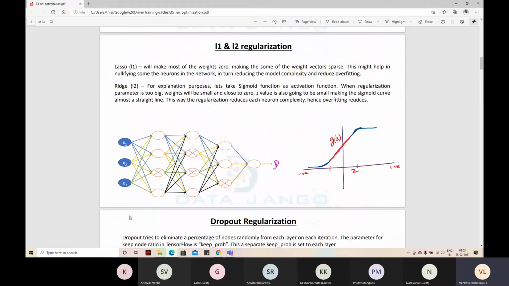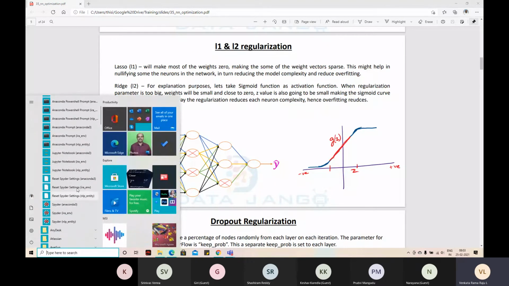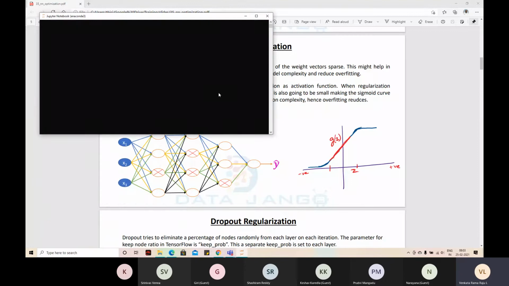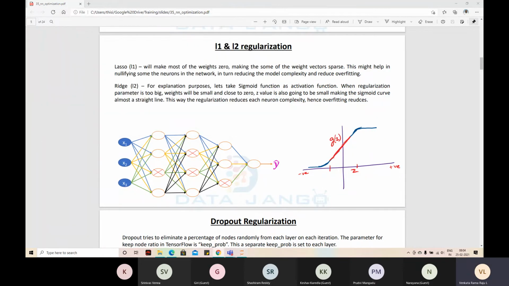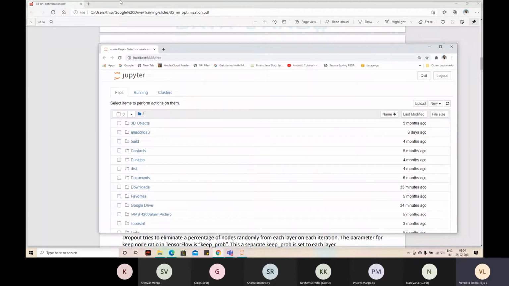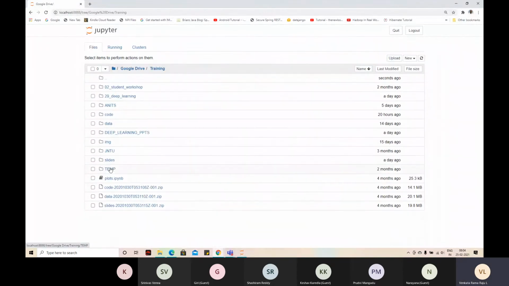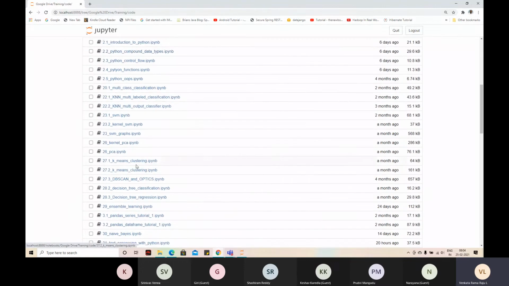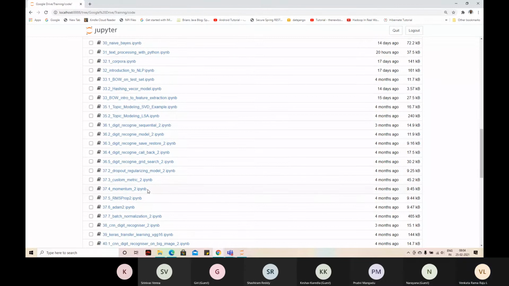So now we can actually apply this regularization. Let me show you the code here. I did not install TensorFlow on this Windows machine, but we can look at the code and tomorrow I'll execute.